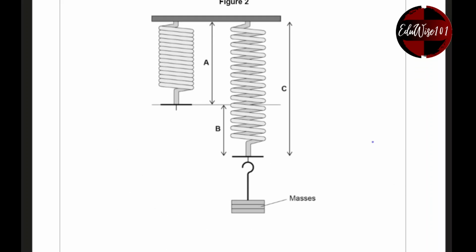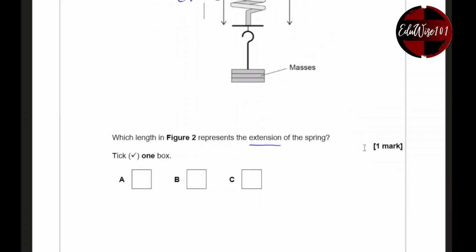So here A is the original length, right? C is the extension or the length of the spring with the masses. So you can say new length. The extension is this extra bit, which is B. If you add A and B, it should add up to C. So the answer is B.